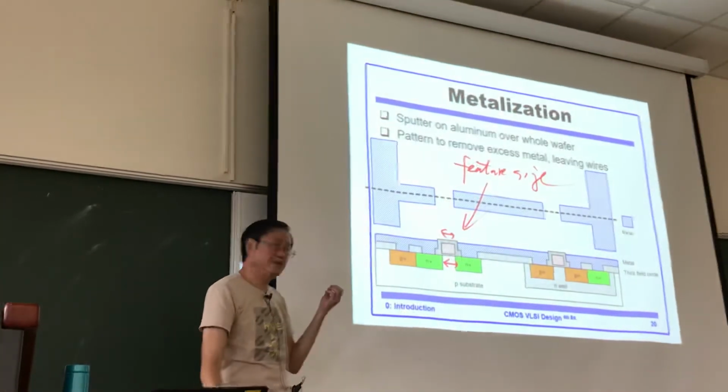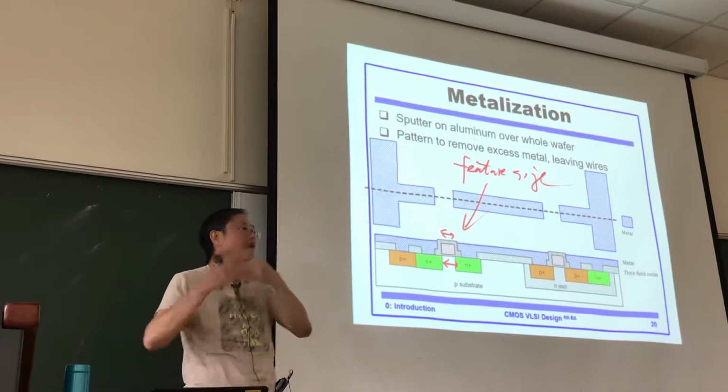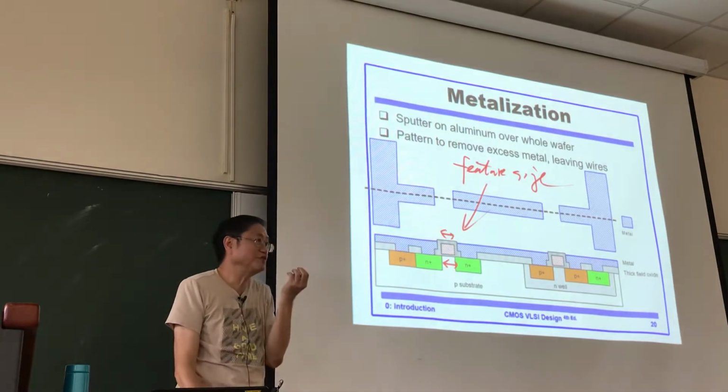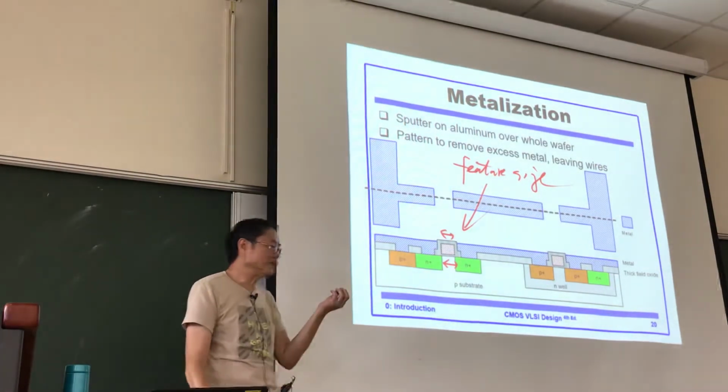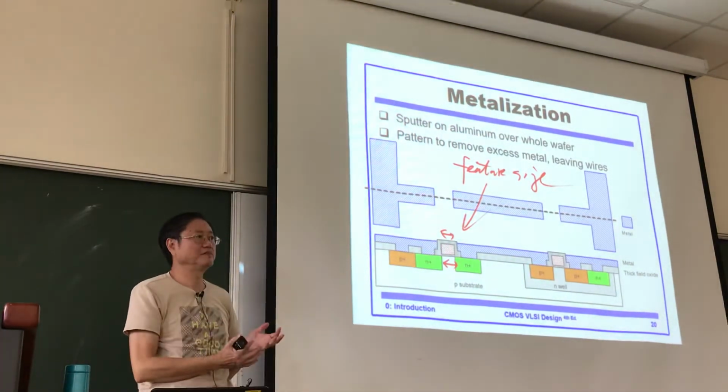The smaller the feature size, the more advanced the manufacturing process. You can make very small transistors. And with smaller transistor size, you can put more transistors on a single chip.